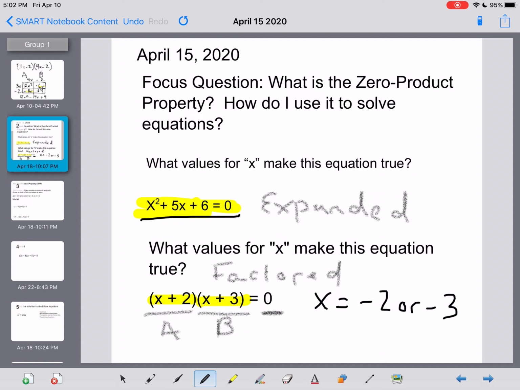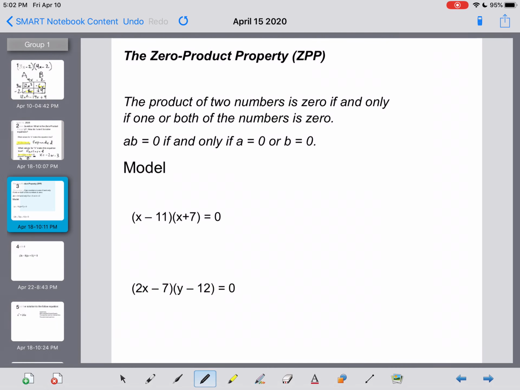Okay, let's move on to the next one. So this is the zero product property, and we just modeled it and were exposed to it in the last slide. And it says this: the product of two numbers is 0 if and only if one or both of the numbers is 0. You're probably saying, wow, that's a lot to think about. There's a lot of words there. All it means is this, guys. If you have a product of 0, so you're doing a multiplication problem and you get an answer of 0, one of the factors has to be 0.